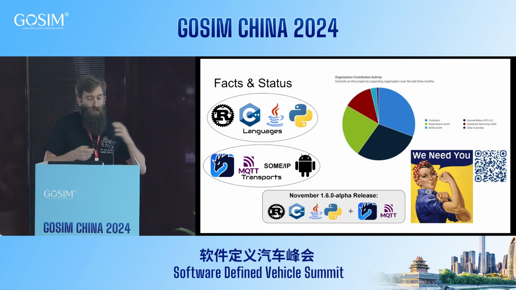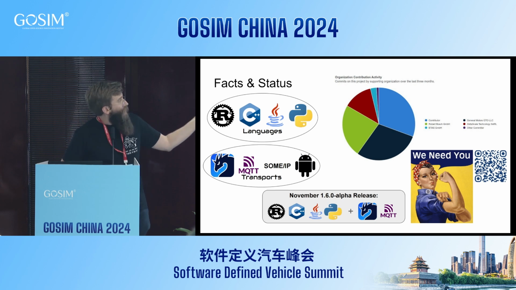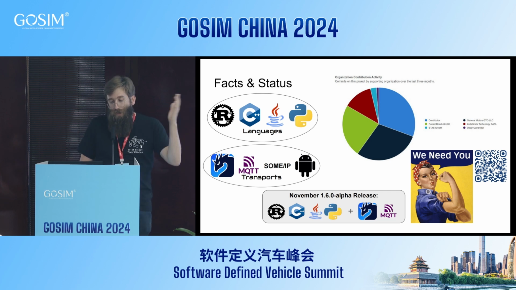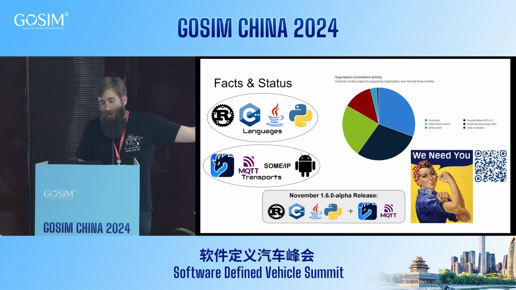And you can see some of what we've got here. So there's language libraries for Rust, C++, Java, Python, and there's transports here, some IP, MQTT, Binder, and Zenoh.